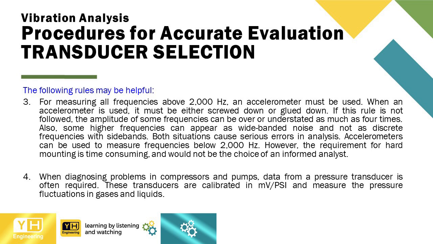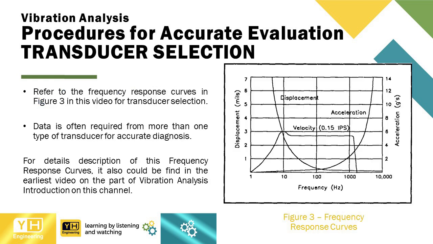Number 4, when diagnosing problems in compressors and pumps, data from a pressure transducer is often required. These transducers are calibrated in mV per PSI and measure the pressure fluctuations in gases and liquids. Refer to the frequency response curves in Figure 3 in this video for transducer selection. Data is often required from more than one type of transducer for accurate diagnosis.